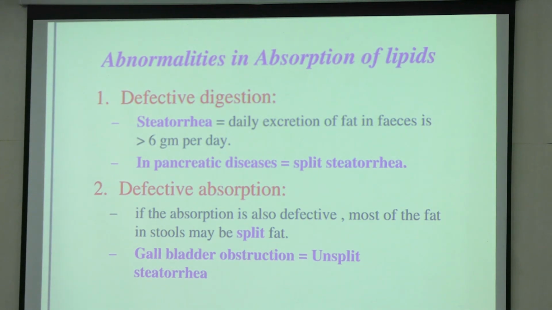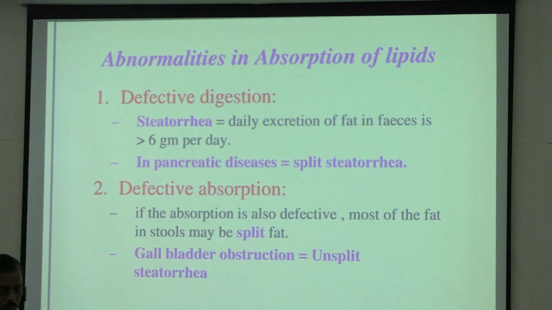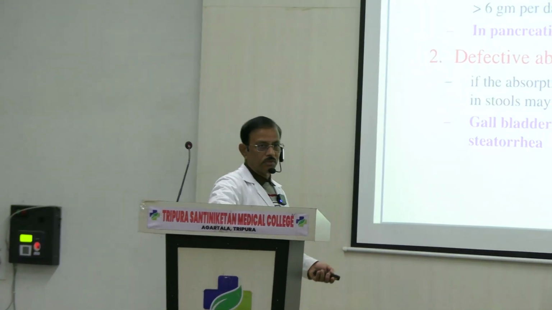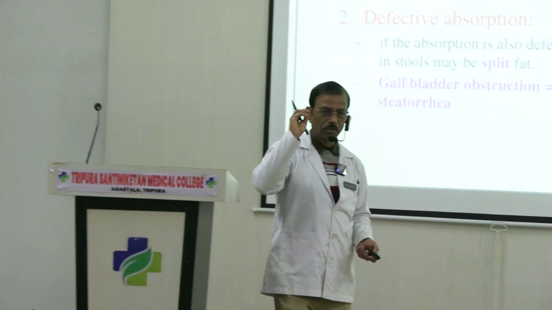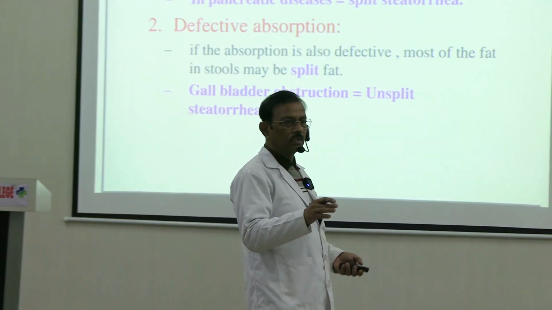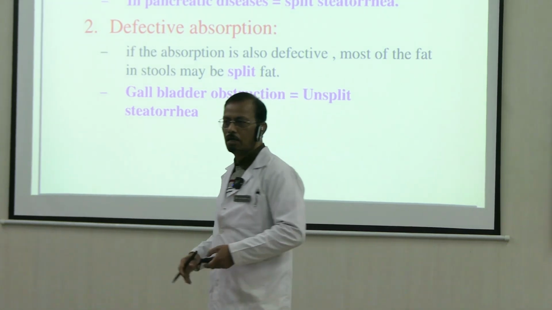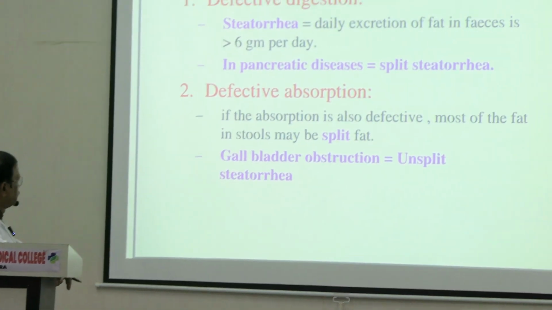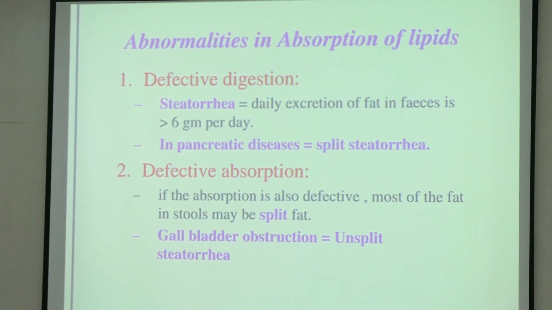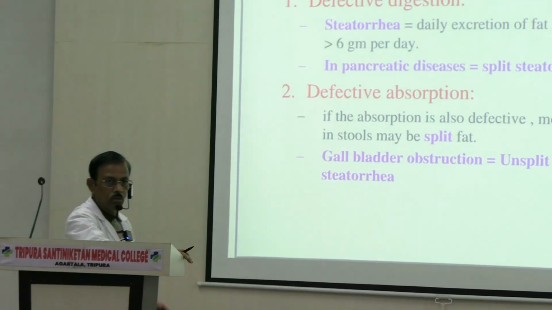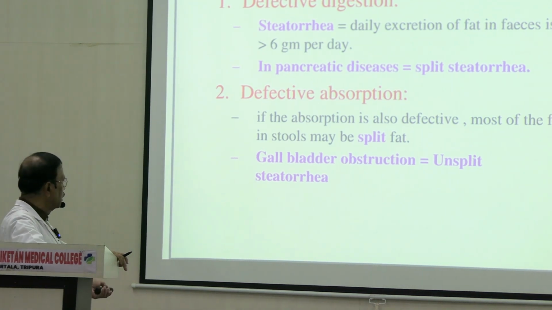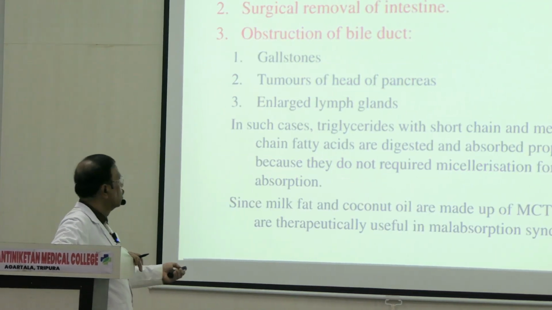In pancreatic disease, chronic pancreatitis, sometimes the condition becomes a bit better, then again it goes worse, like that. Sometimes there will be steatorrhea, then sometimes it is okay. This alternate okay and steatorrhea is called split steatorrhea. Gallbladder obstruction, a stone in the common bile duct, doesn't allow bile acid to pass into the intestine, so there is no emulsification. There is a problem in lipid digestion and steatorrhea will be there.